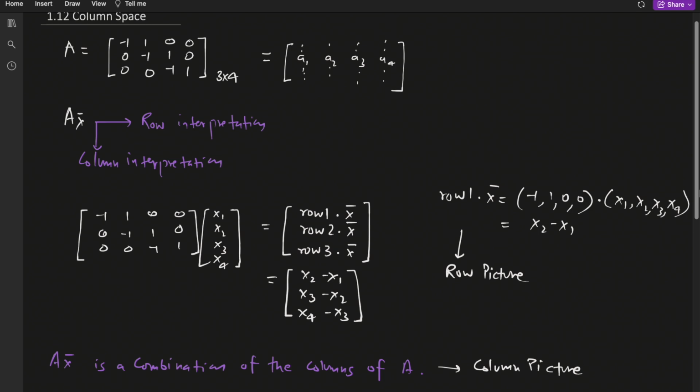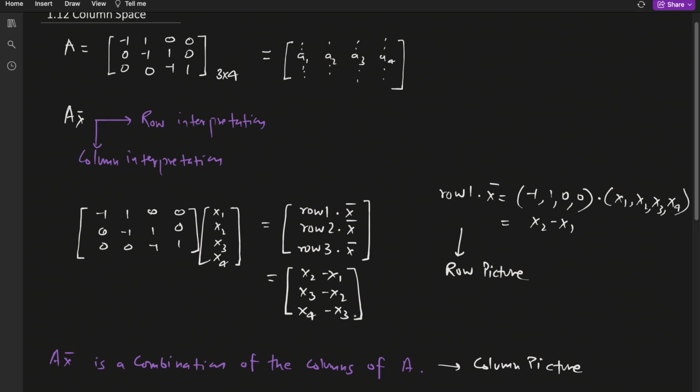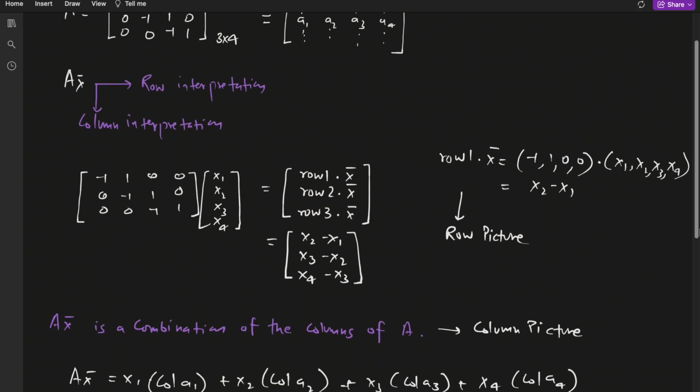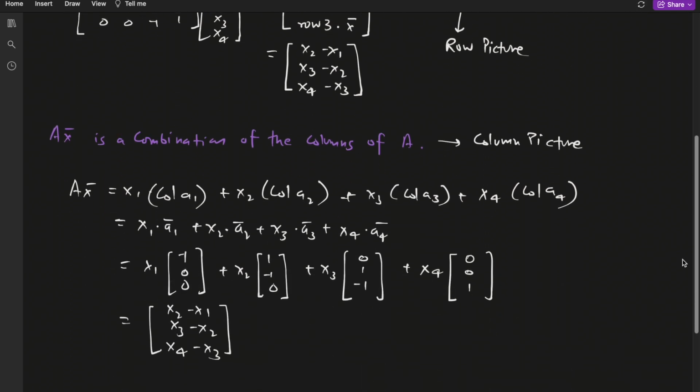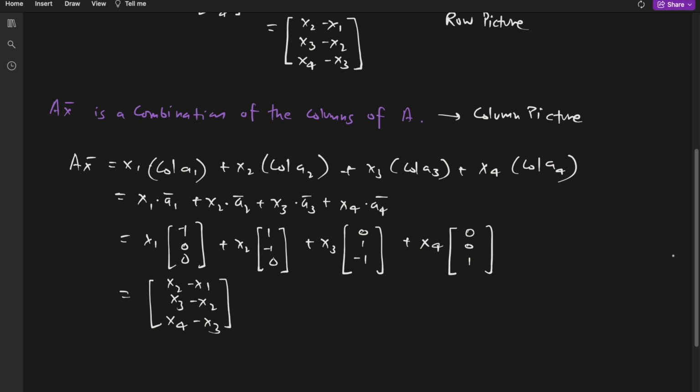So see, both the row interpretation, the row picture, and the column picture give you the same result. It's just that they have different meaning. The row interpretation is taking the dot product of each row of matrix A with the vector X. Whereas the column interpretation is something interesting. It has some visual interpretation as well. It says that this matrix vector product is nothing but taking a linear combination of columns of A. This is the column interpretation. So we are taking a linear combination of columns of A.